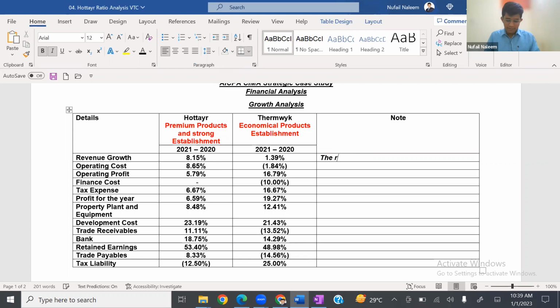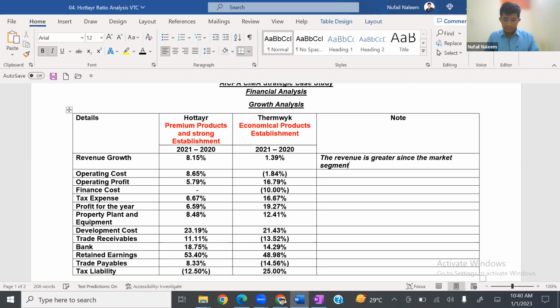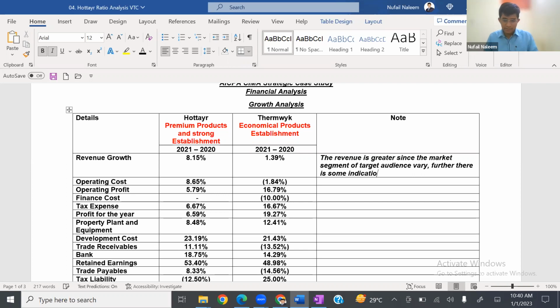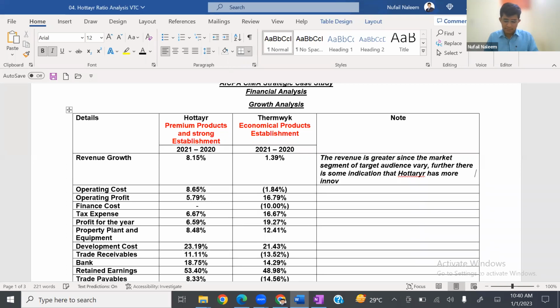So I can just mention the revenue is generally greater since the market segments of target audience vary. Agree, no, students? Now, Anushka, can you compare Mahindra with BMW? Definitely no, sir. Very openly, we can say BMW will win the battle because their target audience completely varies, students. Get that point of view. Further, there is some indication that Hottayr has more innovations and upgrades.